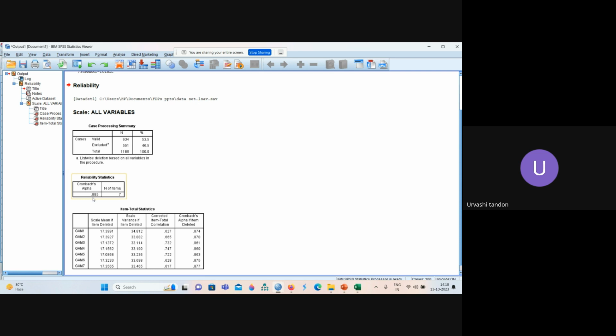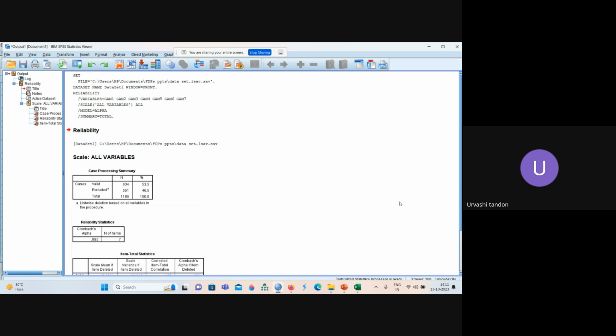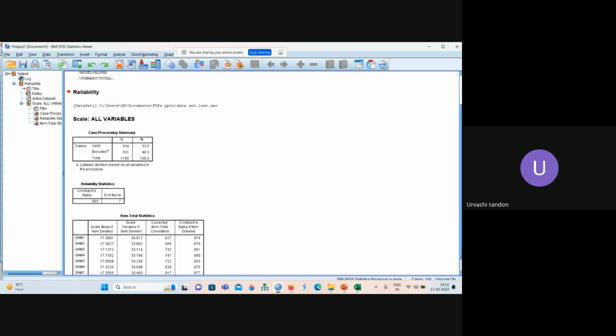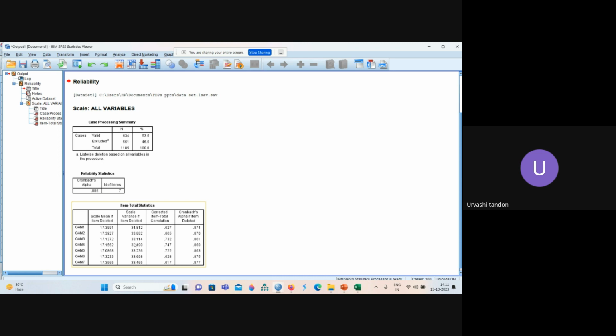So Cronbach alpha is 0.885. That means it is good. The internal consistency is good because it is lying between 0.7 and 0.9. And this item-total statistics table is very important. At times we get very low Cronbach alpha values. So when we get low values, we generally delete an item. This table shows what the Cronbach alpha value would be when we delete any item.